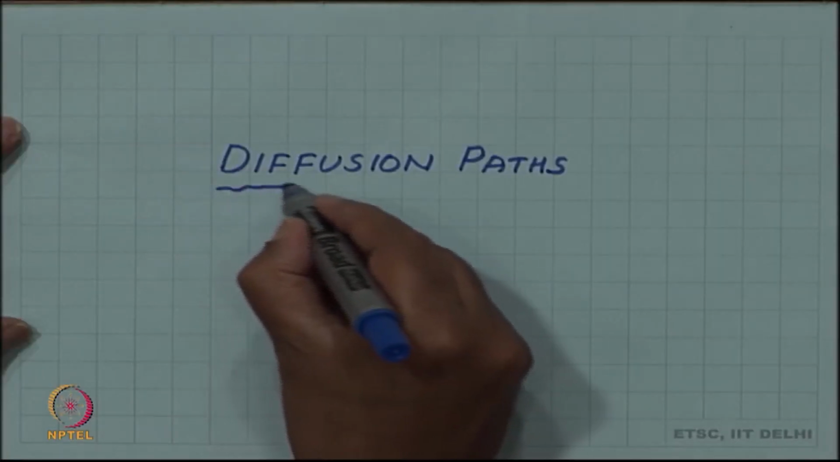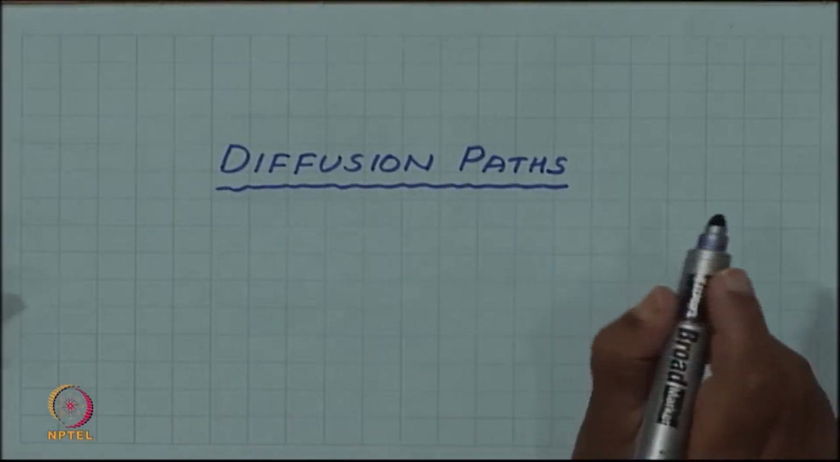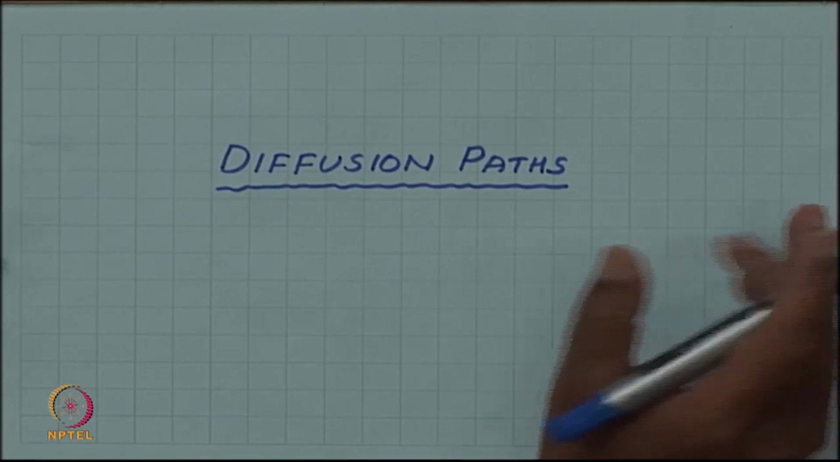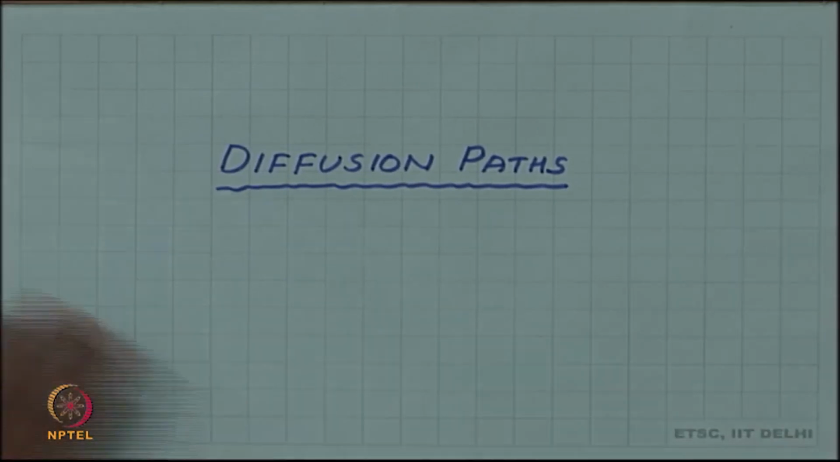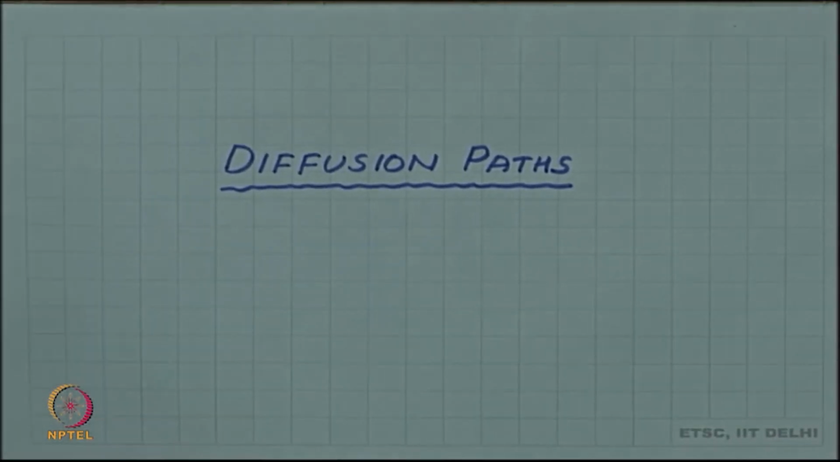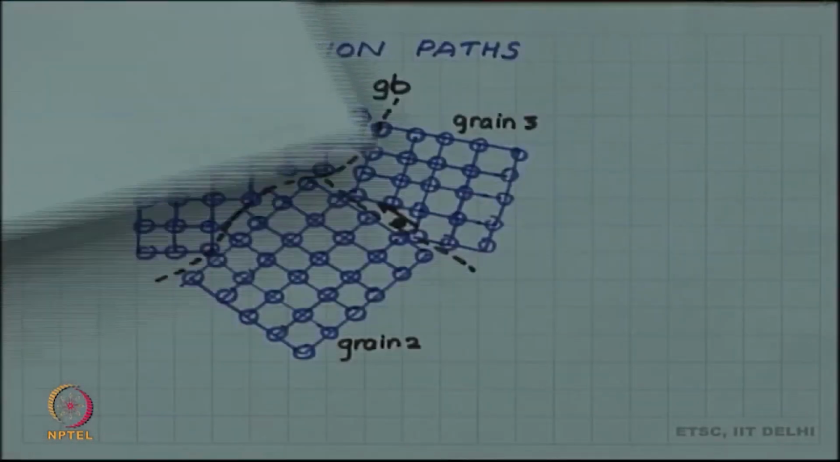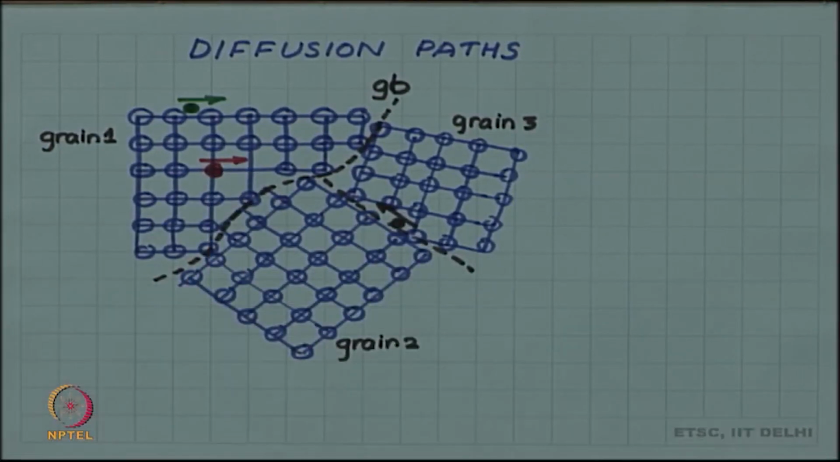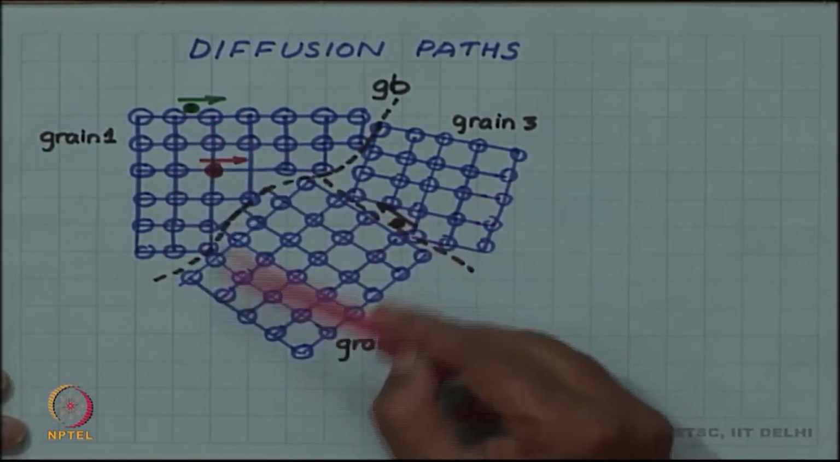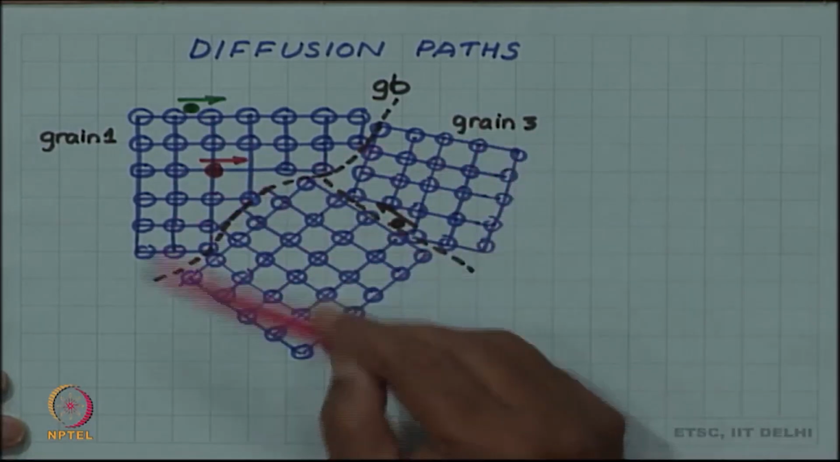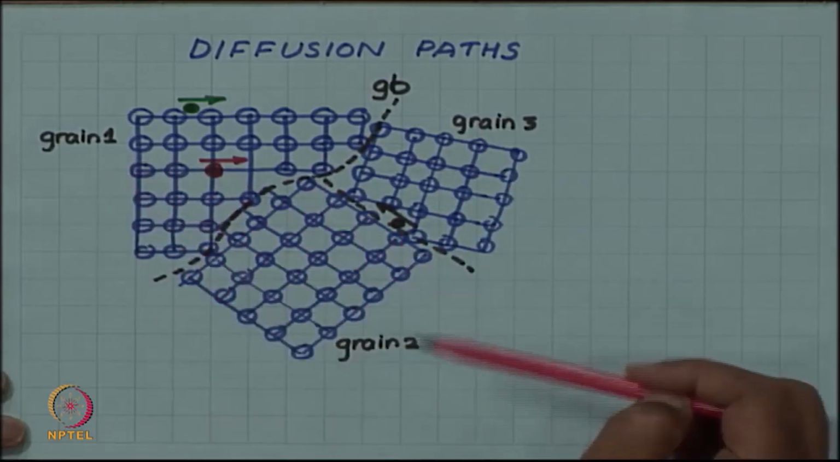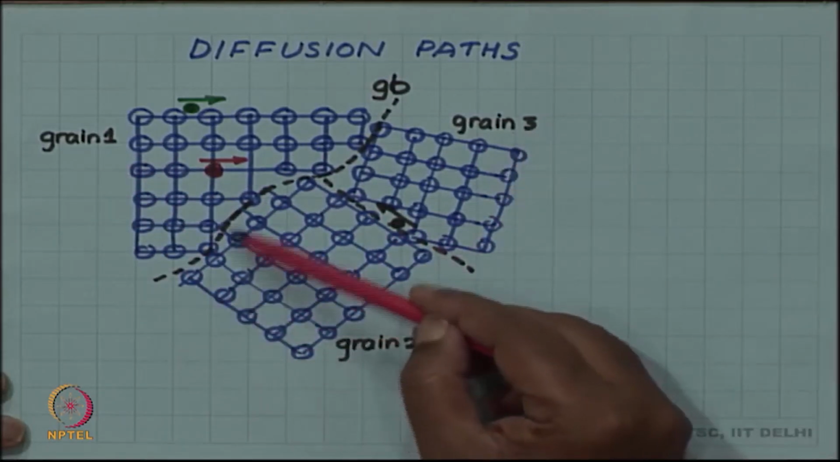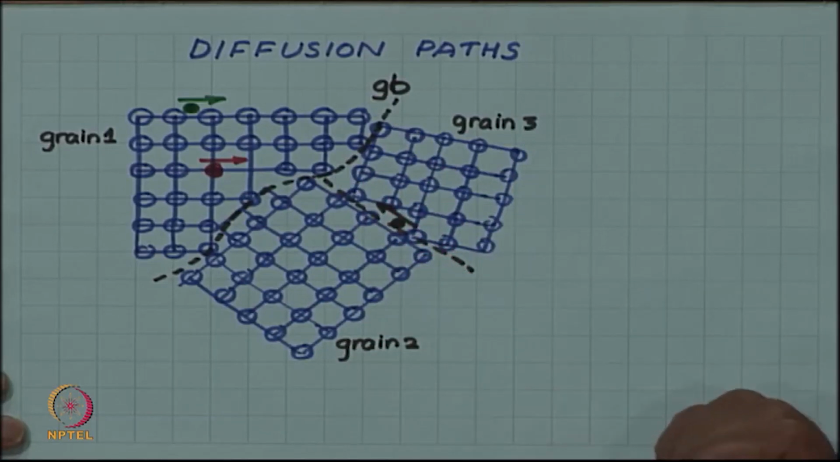Let us conclude the discussion on diffusion by discussing various diffusion paths. Till now we have been tacitly assuming that the diffusion is happening inside the lattice, both the interstitial diffusion and substitutional diffusion. Here I have shown a substitutional red atom. You can think of this two dimensional diagram as showing a polycrystal with 3 grains, grain 1, grain 2 and grain 3, with these black dotted lines outlining the grain boundary.